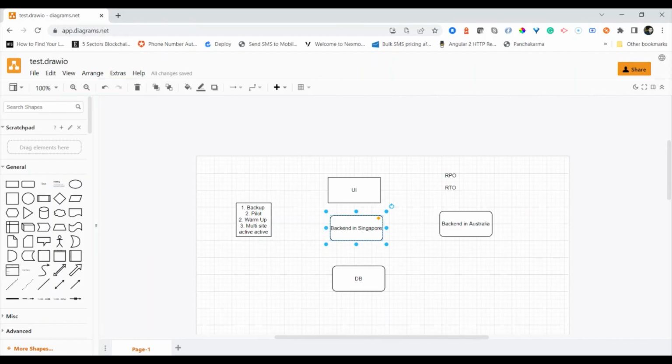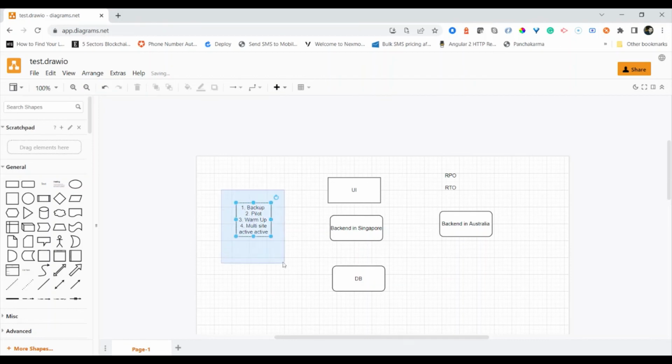So you can say that these methods are sorted by cost, from least to highest cost. In terms of downtime, it is sorted from the highest downtime to the lowest, because in multi-site active you will have the lowest downtime, and in backup you will have the highest downtime. That is how these processes are defined.